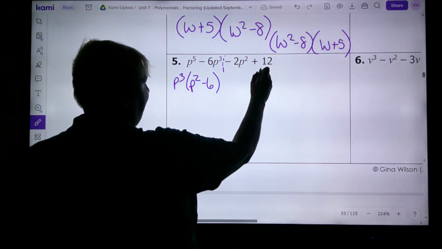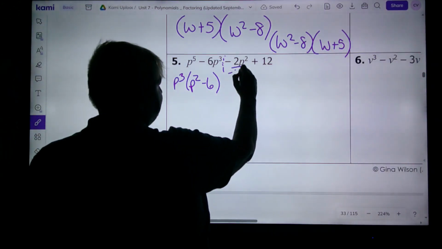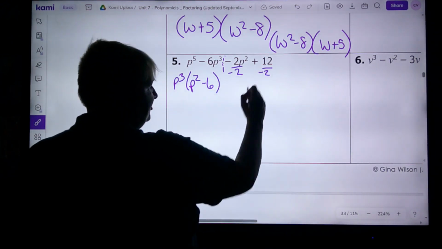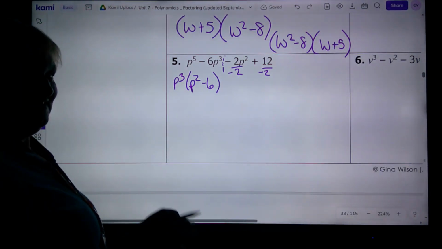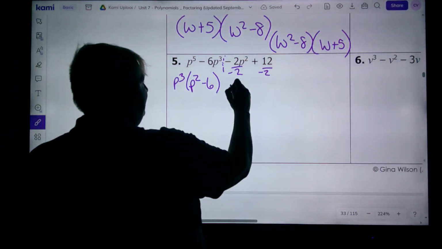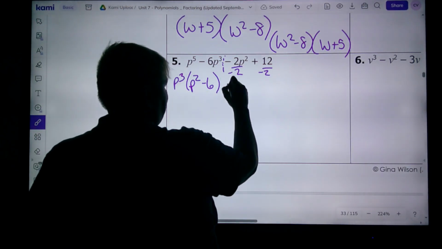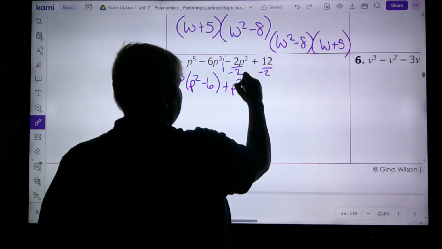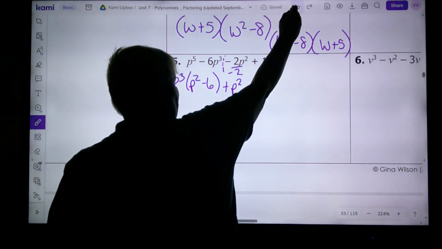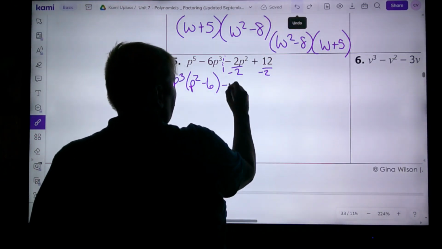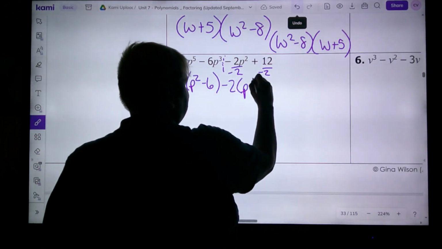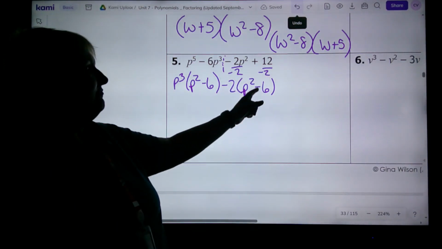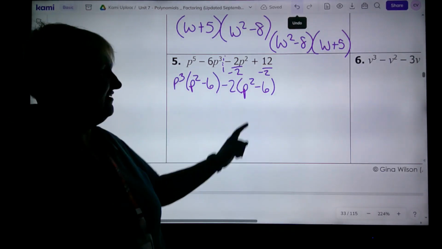And if I take out a -2, right, I want it to be a -2 because I need this to be -6. If I just took out a 2, it would be +6. I need it to be the same, right? So that leaves me with positive P squared minus 6. Wait, I forgot to write what I took out. I took out a -2, and it leaves me with P squared minus 6. You see why I had to do it by -2? Because I needed this to be -6.